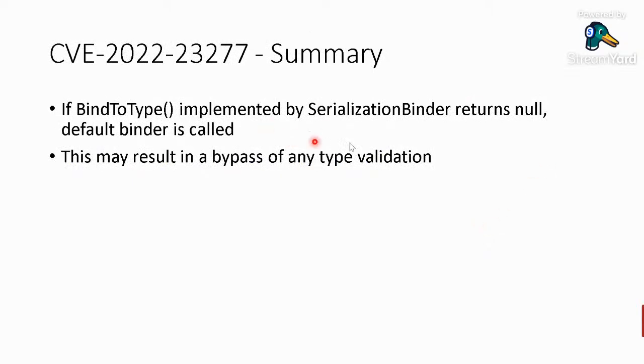So that's what I learned from this one: if I'm looking at code where the BindToType function implemented by a custom serialization binder can return null, there's a way to still get it to return null and resolve a type. And this will allow us to bypass a lot of binders. Any questions about this one?